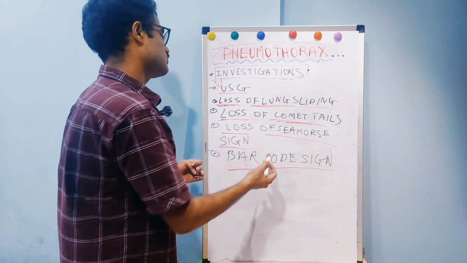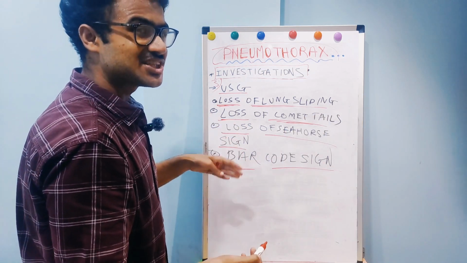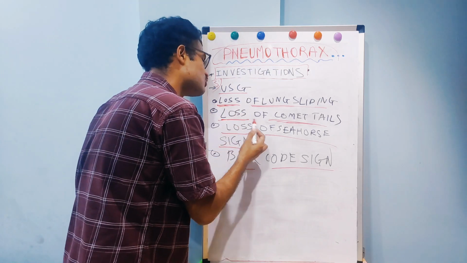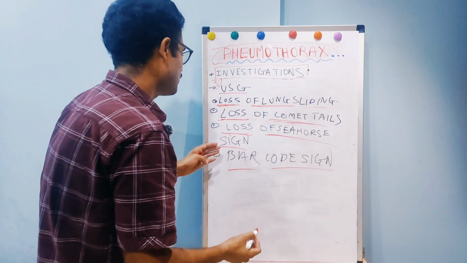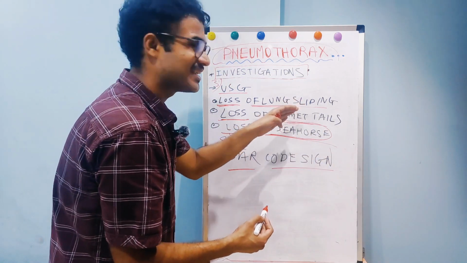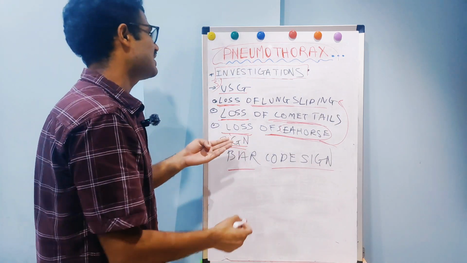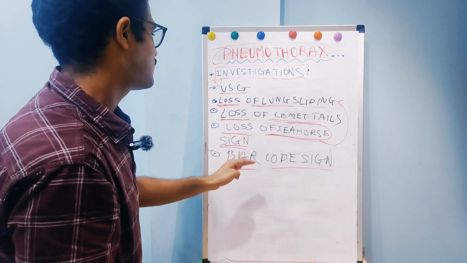Now second is the loss of comet tails. It denotes interstitial pulmonary edema. So you should know this. This is the second part. Third is the loss of the seahorse sign. Basically this seahorse sign is linked to lung sliding. It is the same, it denotes lung sliding. So basically there is loss of this lung sliding which denotes pneumothorax. So this is loss of the seahorse sign.